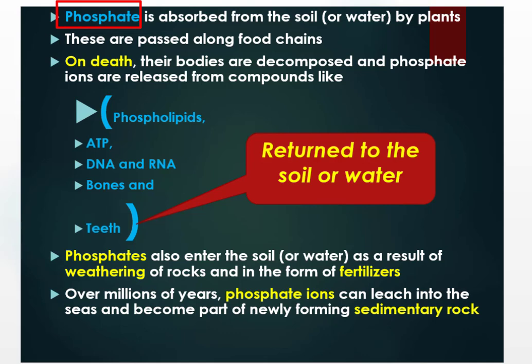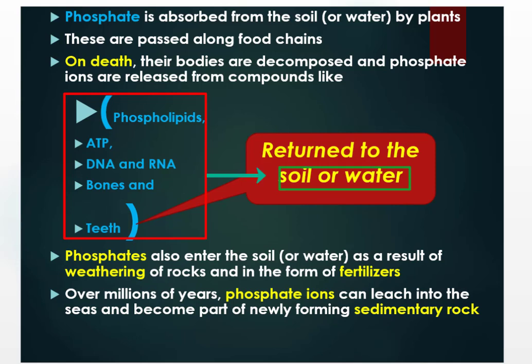When these organisms die, their bodies are decomposed and phosphate ions can be released back from compounds like phospholipids, ATP, DNA, RNA, bones, and teeth. When these organic molecules in living organisms' bodies are decomposed, they release phosphorus back into the soil and water. Phosphates also enter the soil or water as a result of weathering of rocks and in the form of fertilizers.